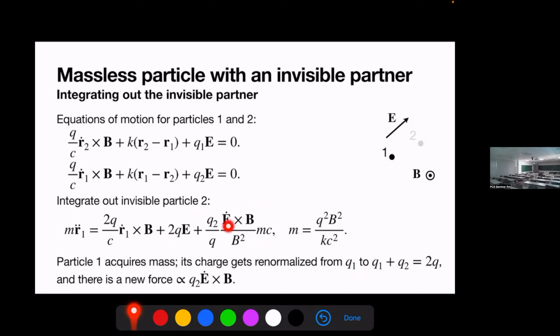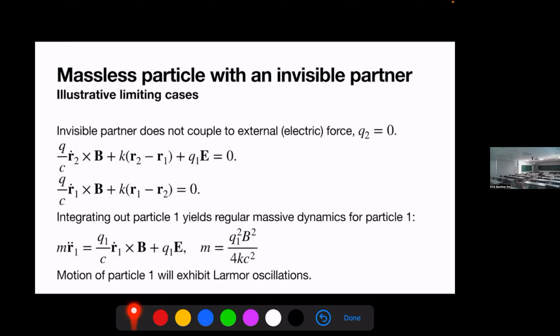That's a rather unusual force, in which the force is proportional to the cross product of the time derivative of the electric field and the magnetic field. And it's proportional to charge Q2 as well. So the presence of this force can modify the dynamics of this supposedly massive particle and mimic a massless motion, it turns out. We will see how that can happen.